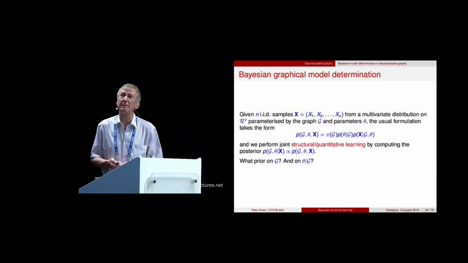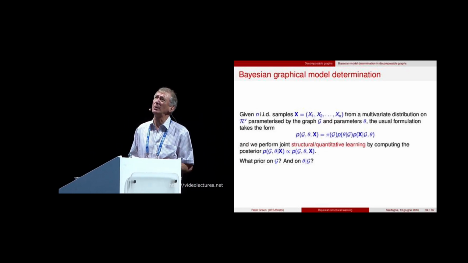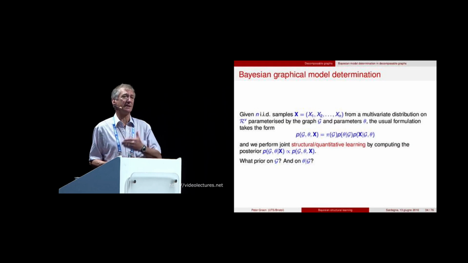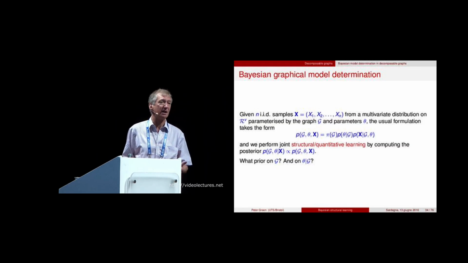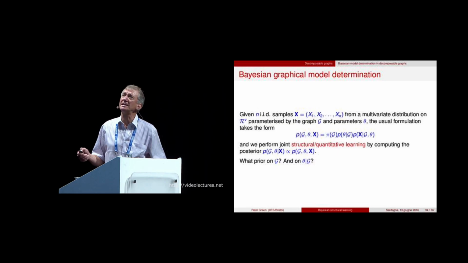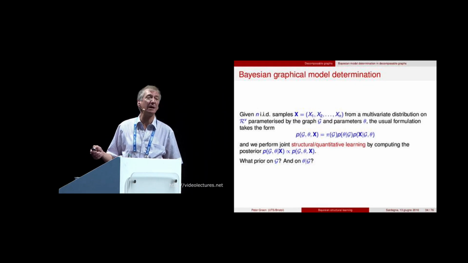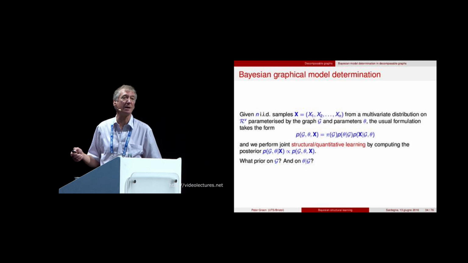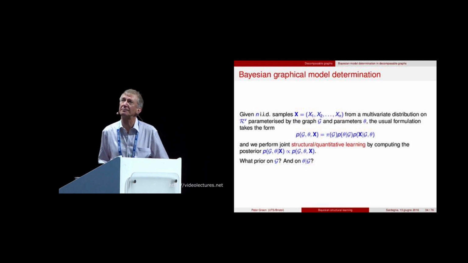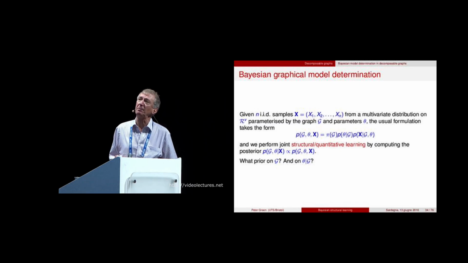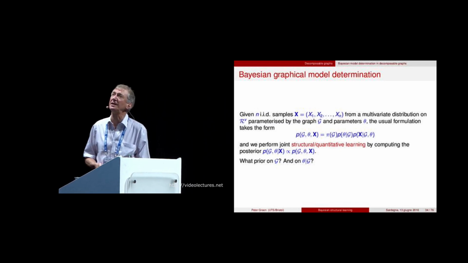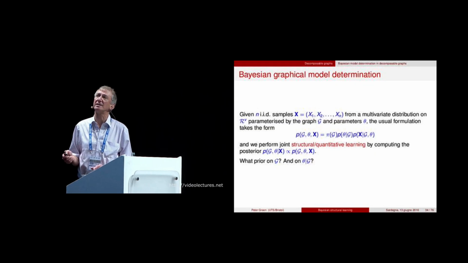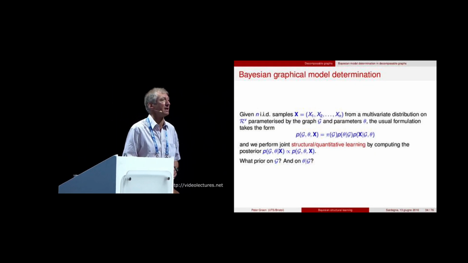So what's the setup for Bayesian graphical model determination then? We'll just talk about IID data here for a multivariate distribution. What are the unknowns here? There's an unknown distribution which is governed by a graph describing its conditional independencies and parameters. So the natural hierarchical model for this setup is that we're going to have a prior on the graphs, a prior on parameters for each graph, and a likelihood describing the data under that assumption. And the Bayesian problem of joint structural and quantitative learning is about inferring the joint posterior distribution of the graph and the parameters.